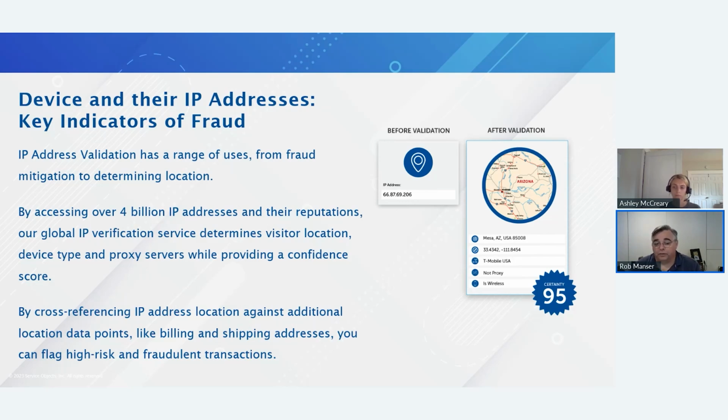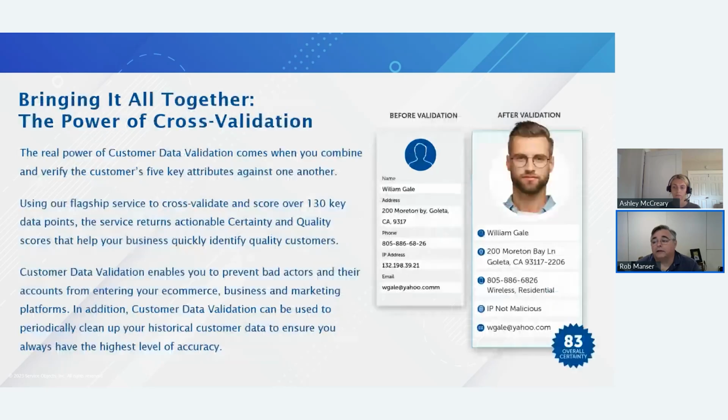So with that said, we have our flagship service, our customer data validation service, which brings together all of these 5 data points. In fact, taking those 5 data points, we're able to derive about 130 additional data points from those 5 key elements. And that allows us to cross-validate them in multiple ways, and you can start to see the cross connects that you can do.